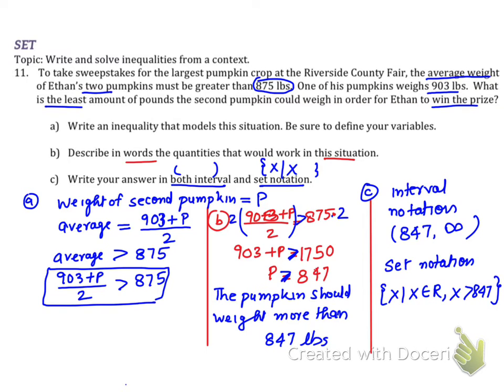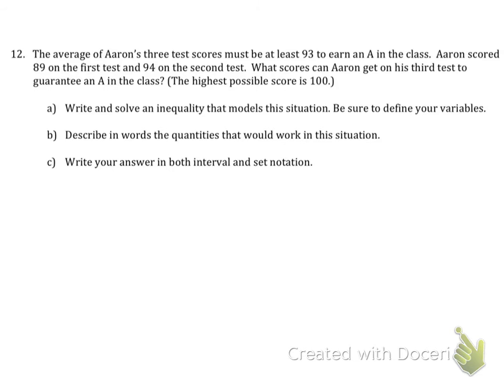Let's move to the next question. It's almost similar like that. Next is: the average of Aaron's 3 test scores must be at least 93 to earn an A in class. Aaron scored 89 on the first test, 94 on the second test. That's the first test score, second test score. What scores can Aaron get on his third test to guarantee an A in the class?